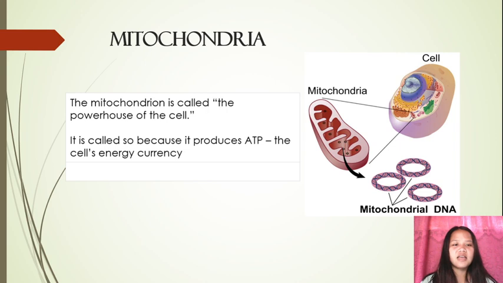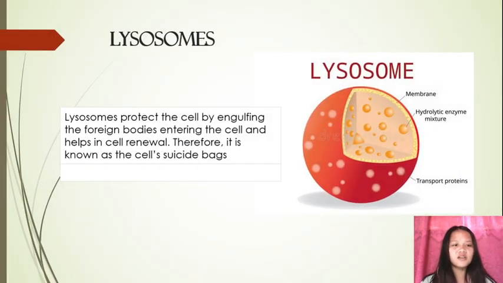Mitochondria is called the powerhouse of the cell. It is called so because it produces ATP, which is the cell's energy currency. Lysosomes. Lysosomes protect the cells by engulfing the foreign bodies entering the cell and help in cell renewal. Therefore, they are known as the cell's suicide bags.